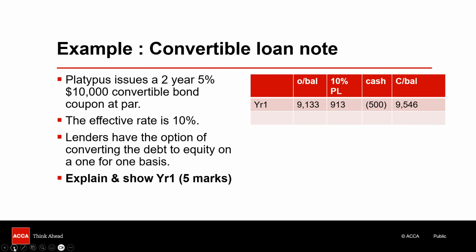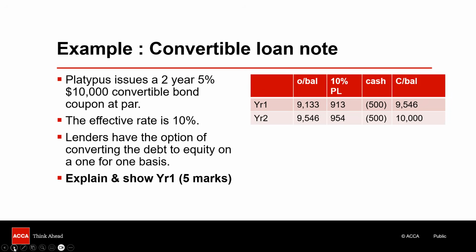Now, although this wasn't asked for, I'm here to teach, I'm here to explain. So let's run forward what happens in the second year. In the second year, you open up with your 9,546. Your P&L is an extra 10%. I've rounded it to 954. You could argue it's 955, but in order to get it absolutely neat and spot on, when we pay the cash of 500, we're left with a 10,000 balance.